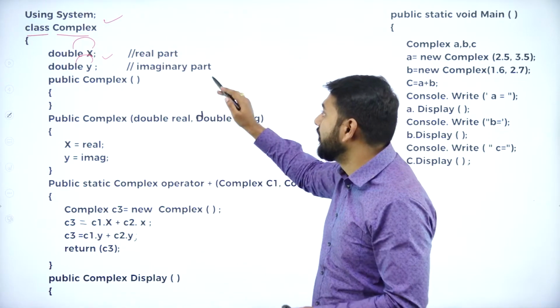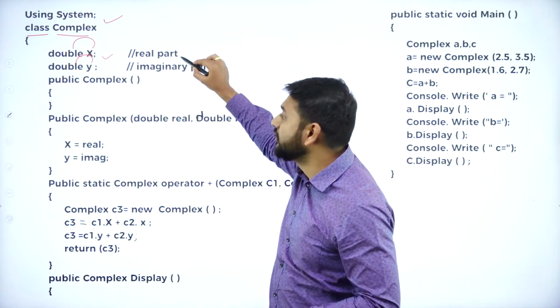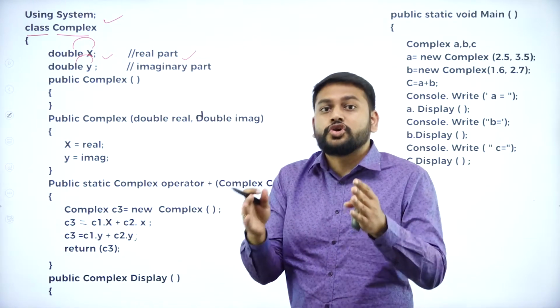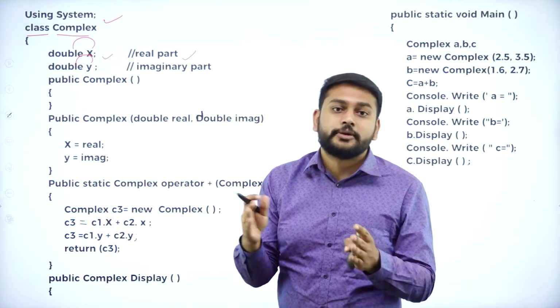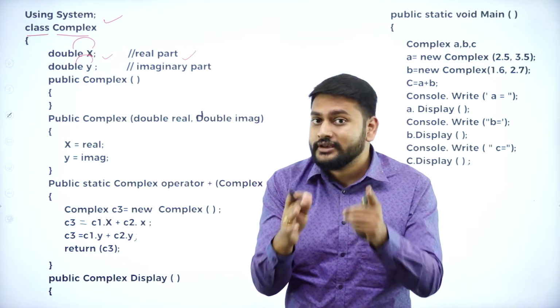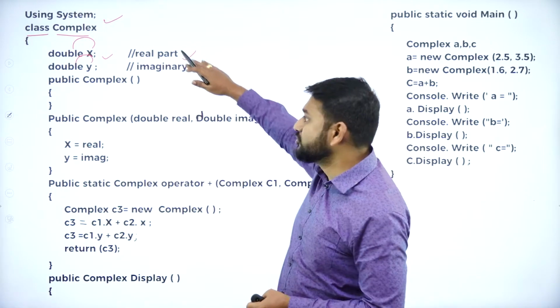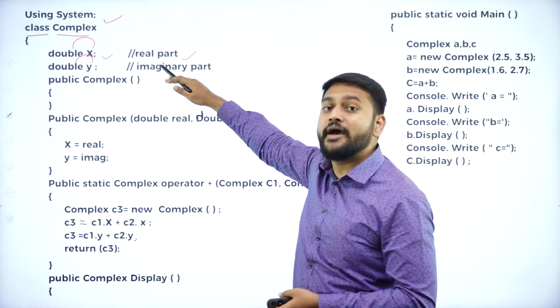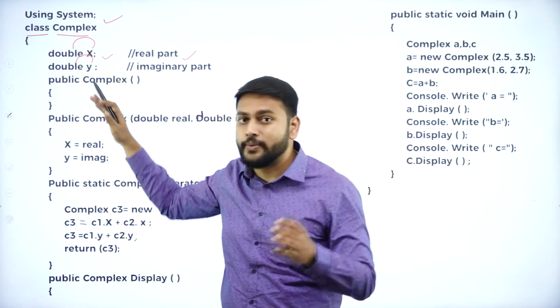So you need to remember, this x value stores the real part because I'm going to deal with a complex number. So a complex number has got two different parts. One is the real part, another one is the imaginary part, is what we need to remember. So fine, when it comes to the real part, I will be storing that in the x variable, and when it comes to the imaginary part, I'll be storing the value in the y variable, is what you need to remember.